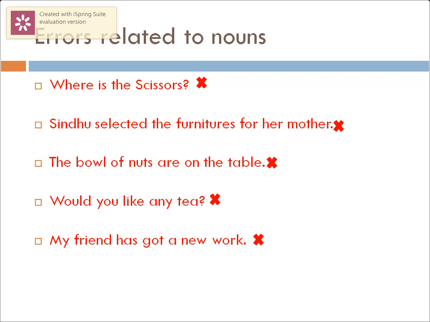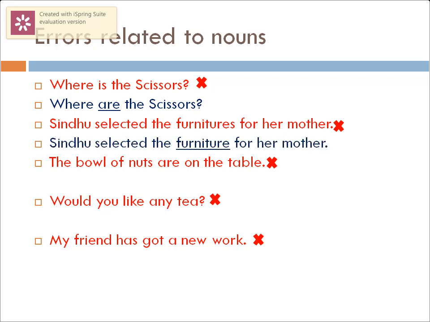On the surface of it, each of them seems to be okay. But then there are mistakes in these sentences. Let's look at each of them. Scissors is a plural noun which always comes in plural form. So because scissors is plural, the verb are has to be used, which is the plural form of is. Furniture is an uncountable noun. So we only have to use furniture but not furnitures.